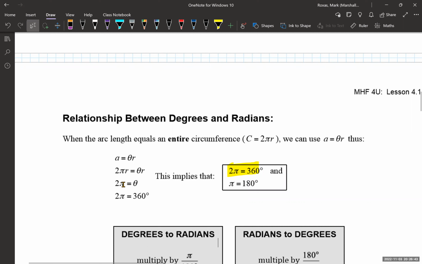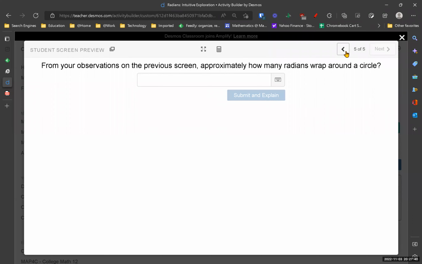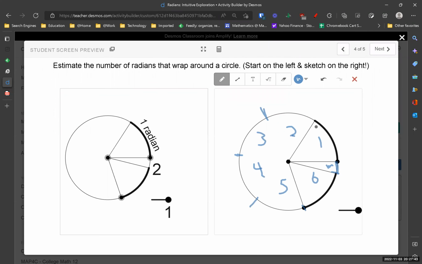Now 2 pi, what does that mean? 2 times 3.14. If you take a calculator, you're going to get 6 point something, 6.28. So 2 pi is just 6.28 when you convert that number. Why is that significant? If I go back to this picture, we counted how many radians are in this entire circle: 1, 2, 3, 4, 5, 6.28. A little bit of extra there.